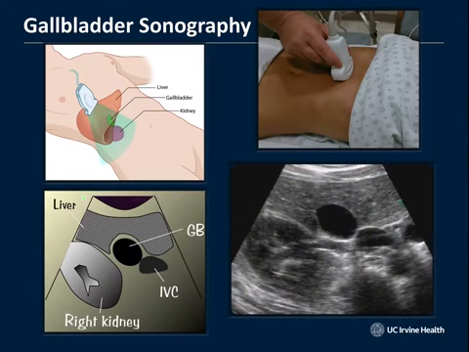We have that short axis of the gallbladder seen here on some of these views. You can see it here. It's the most anterior, or closest to the skin line, anechoic structure, is how I think of it.